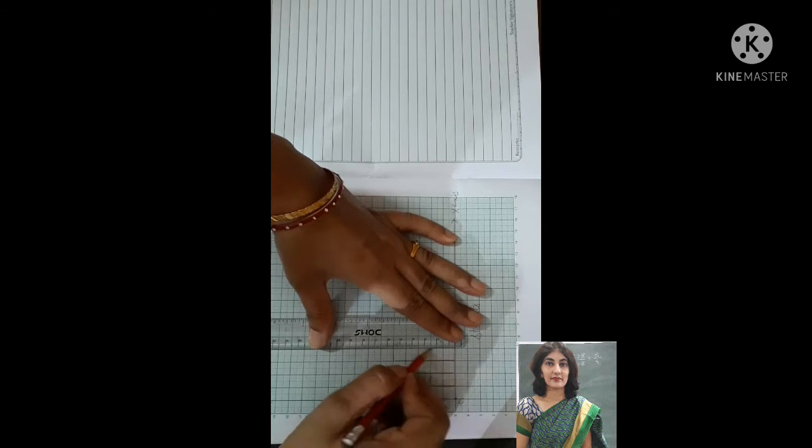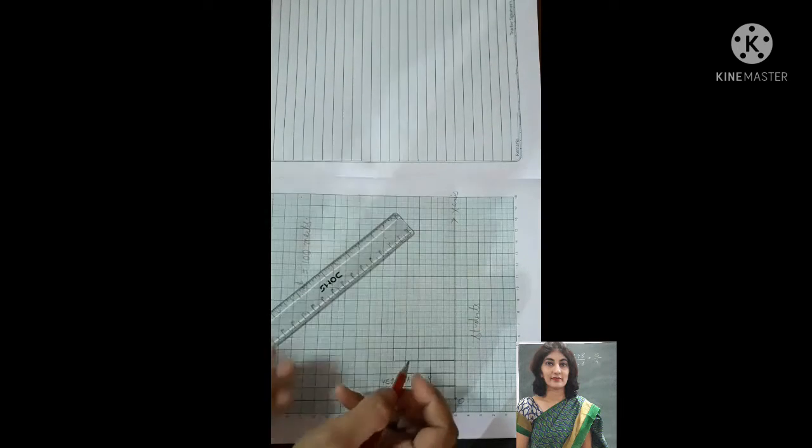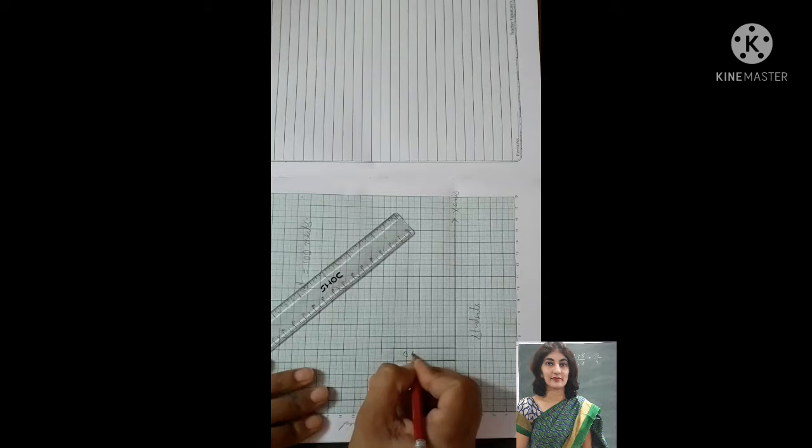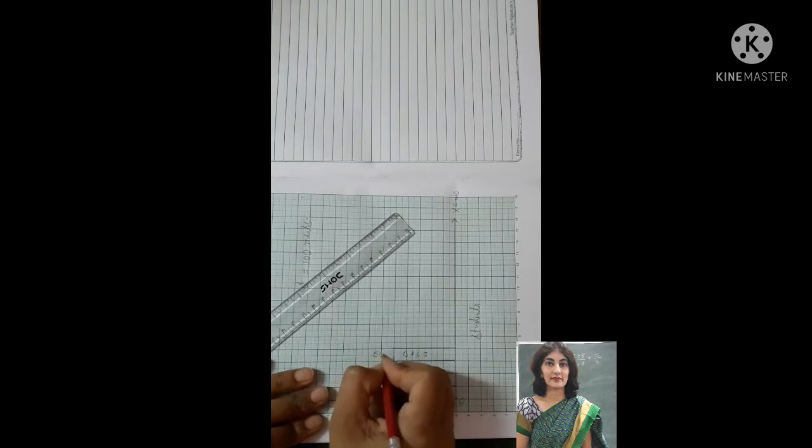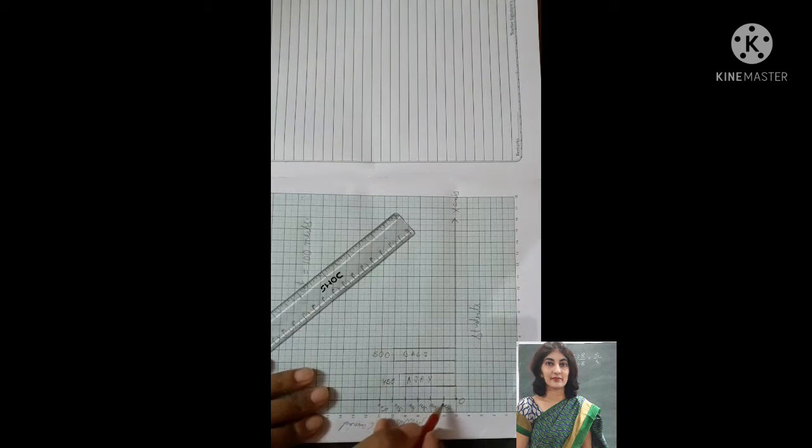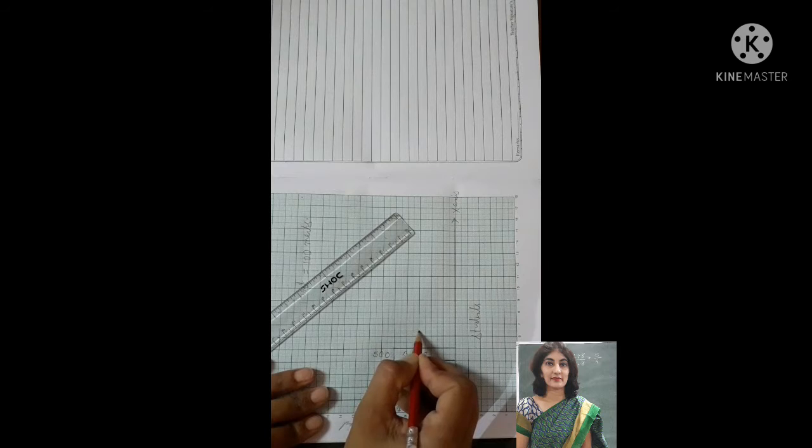In between the bars you can write the name. Here the name is Bali, and the marks obtained are 500. Next is Deepti. Deepti scored 300. So you can see 100, 200, 300. So here it will come for Deepti.